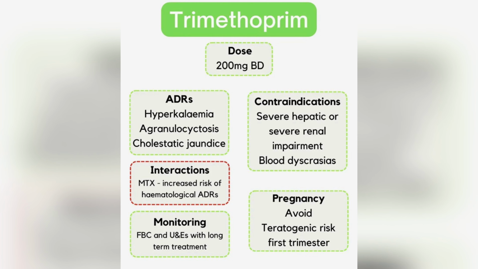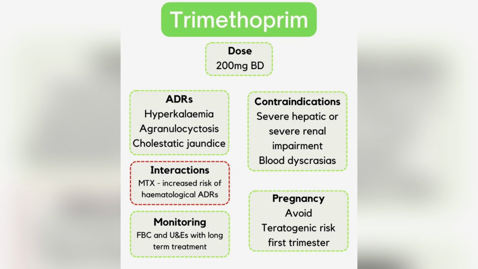Trimethoprim treatment therapy. Dose 100 mg 2 times a day. Adverse effects of drug: 1. Hyperkalemia, 2. Agranulocytosis, 3. Cholestatic jaundice. Drug interaction: methotrexate, increased risk of hematological adverse drug reactions. Patient monitoring: full blood count and urea and electrolyte test with long-term treatment.